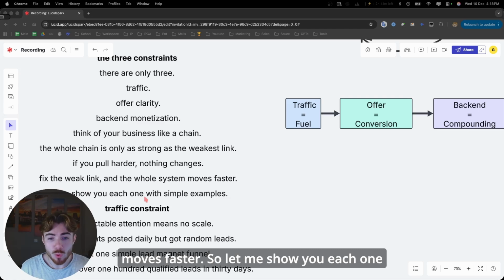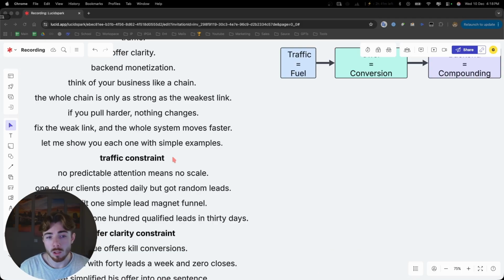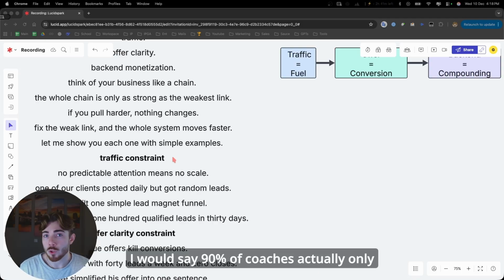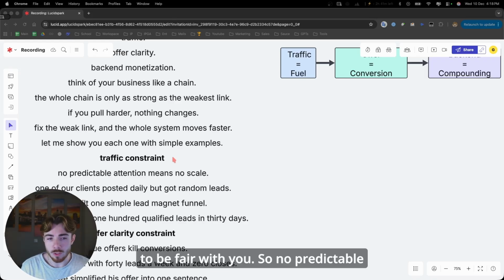So let me show you each one with simple examples. So first of all, we have the traffic constraint, right? So this is your traffic, very important. I would say 90% of coaches actually only focus on that, and most of the time it's the weakest link, to be fair with you. So no predictable attention means no scale.